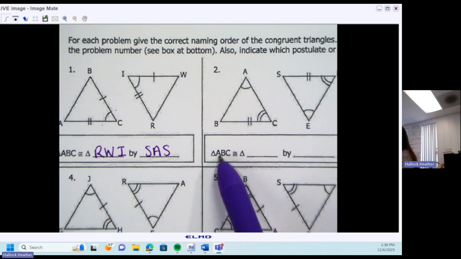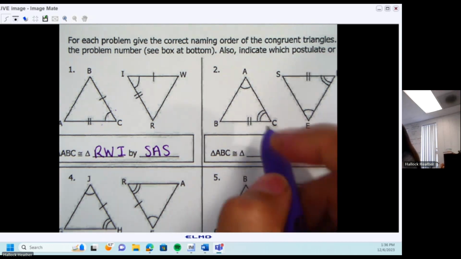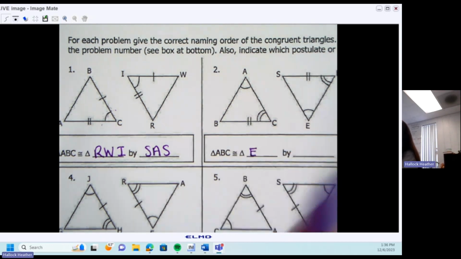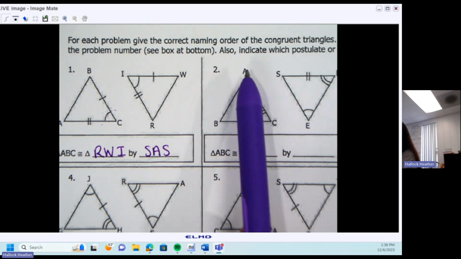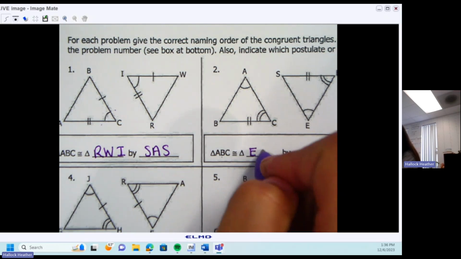My bad. What would A match with on the other triangle? E. A matches with E. If I look at B, B is in the middle. What would B go with? S. And then the last one.